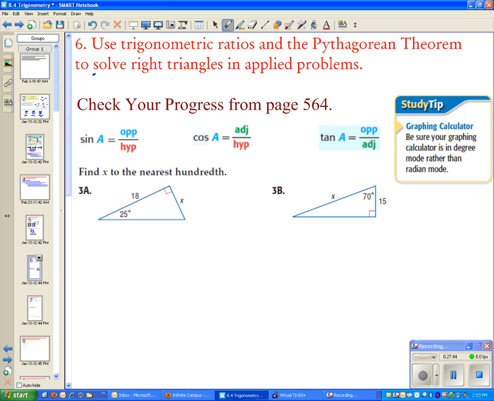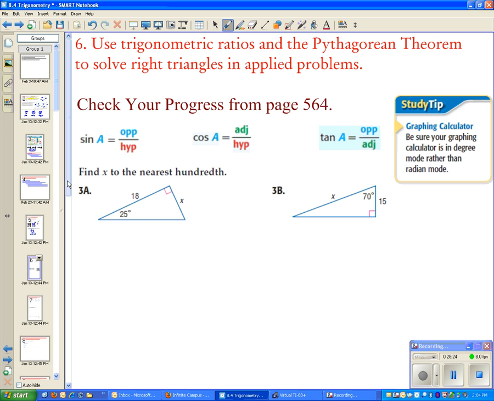Now, to solve a triangle means to find the length of every side and the measure of every angle. Now, we're going to take baby steps to get there, okay? But we need to start working on being able to solve a right triangle. All right, getting the angles, if you know two of them, getting the third one's a piece of cake, right? So, I mean, we could do that for 3A and 3B right now, but we're not quite ready to do the whole thing. But let's work on finding x when x is the length of one of the sides.